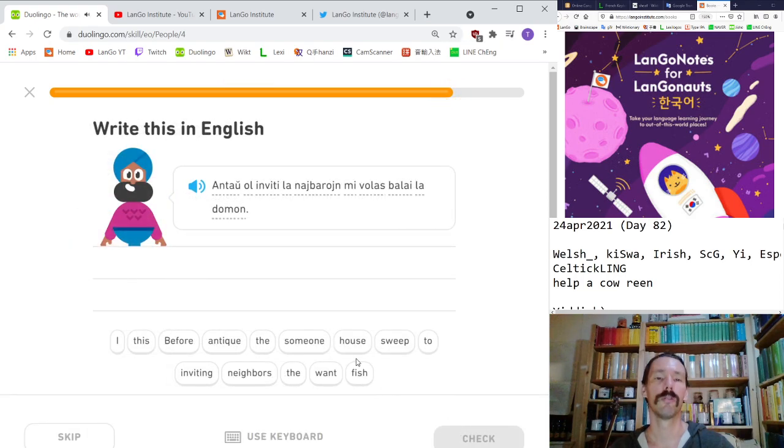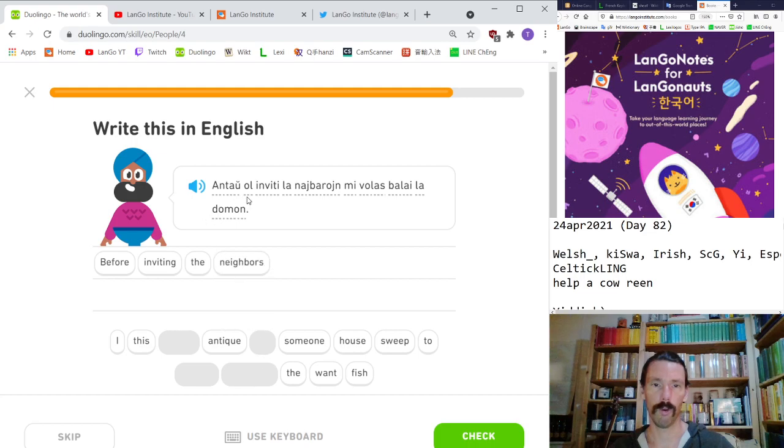Antaŭ ol inviti la najbarojn, mi volas balai la domon. Balai la domon. Antaŭ, before inviting the neighbors, I want to sweep the house. Interesting, antaŭ ol. Ol inviti. Mi volas, I want to sweep the house.